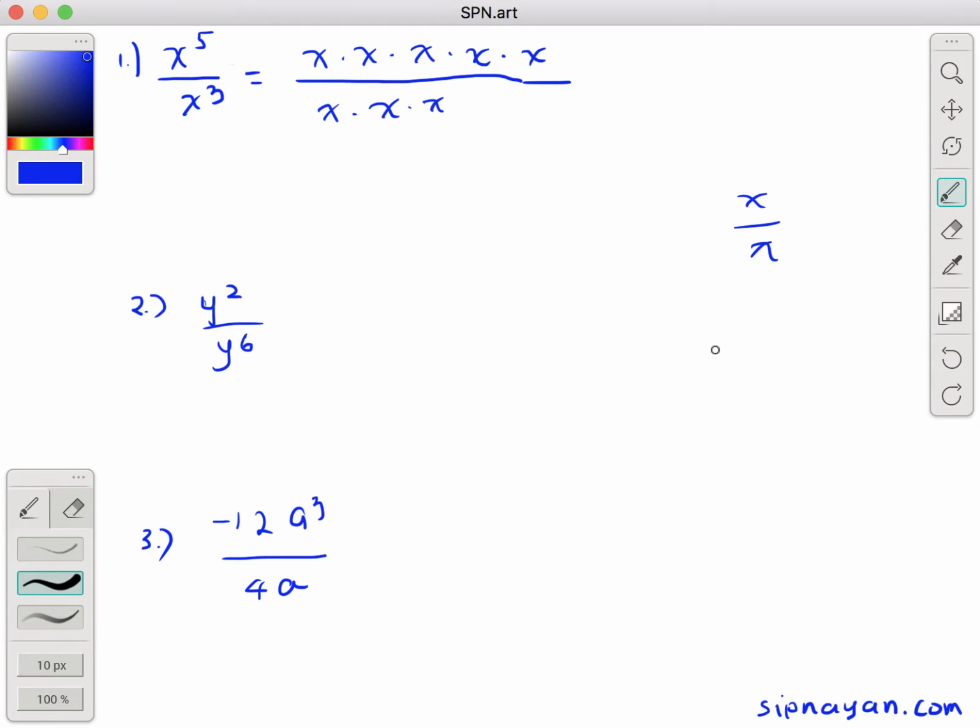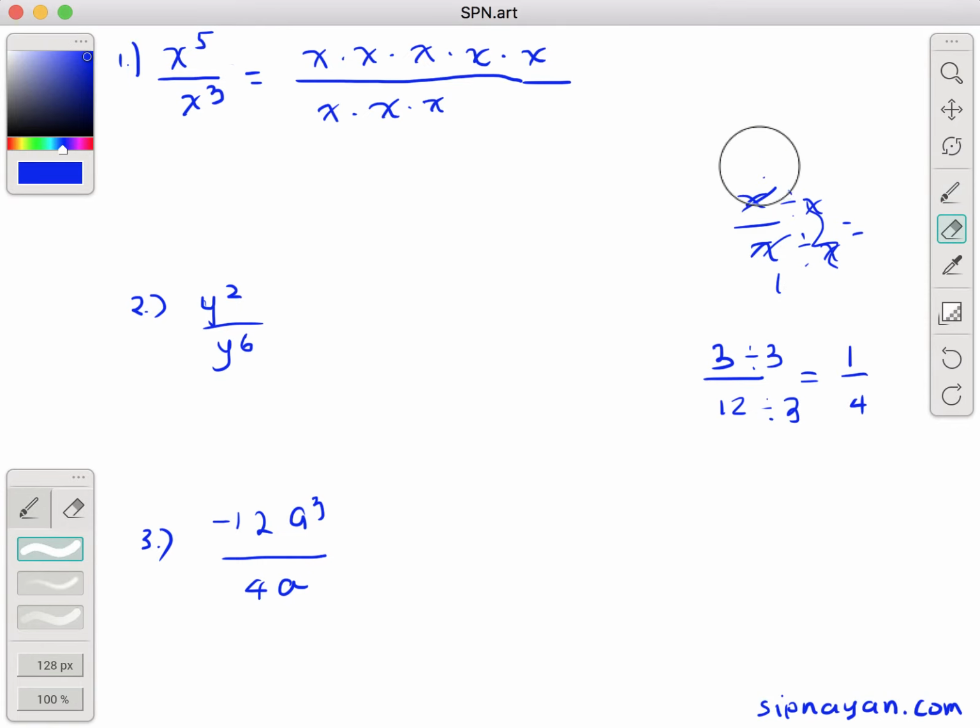Naalala nyo ba pag tayo ay nag-convert ng fraction to lowest terms? For example, 3 over 12, may divide tayo na common factor. Here, we have the greatest common factor na 3. So, we can divide both the numerator and the denominator by 3, and we get 1/4, di ba? But here, we have x over x. Ang i-divide lang natin ay x, both sa numerator at sa denominator. And we get 1 and 1. So, pag nag-divide tayo, we get actually 1.